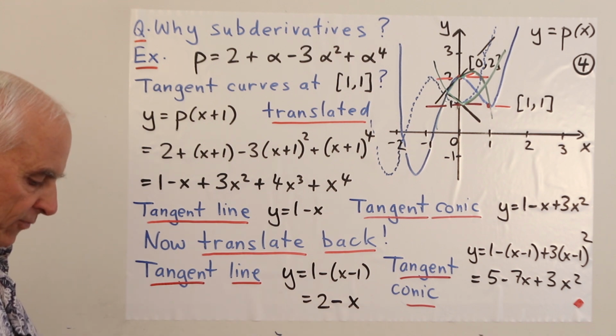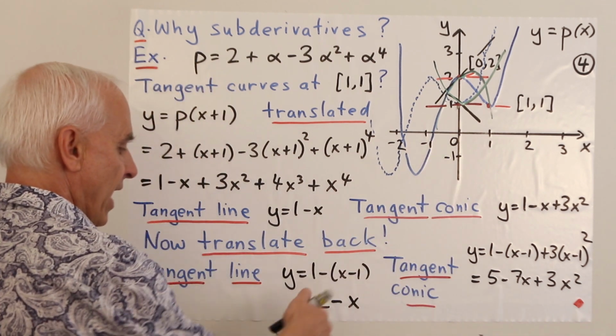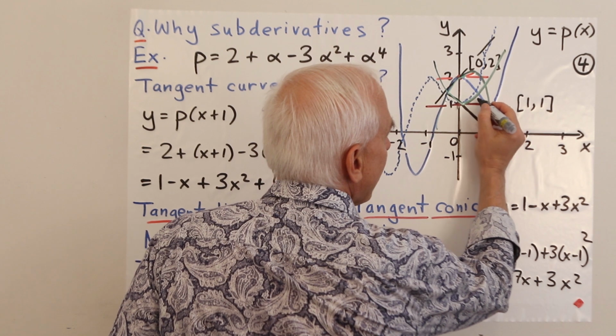So 2 minus x, what does that look like? Well, it has slope minus 1. When x is equal to 1, it has value 1. So that's that line right there.